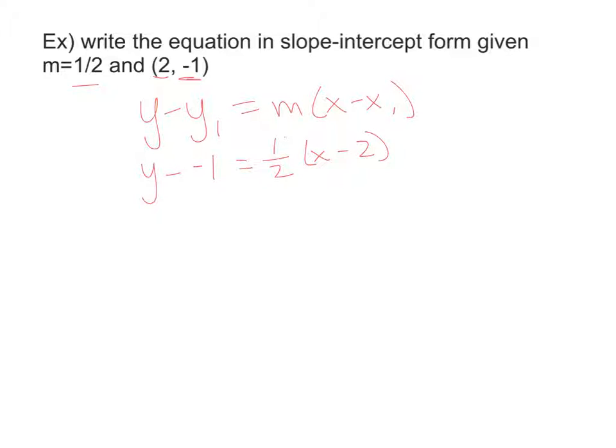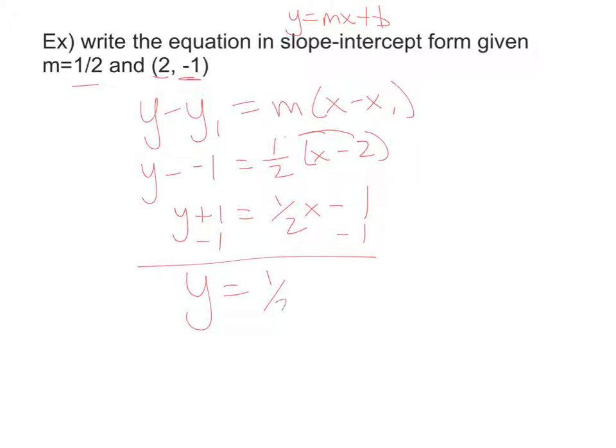Okay, from there, I want to get slope-intercept, which is y equals mx plus b. So I'm going to distribute. So y plus 1 equals 1/2 x minus 1. Then I subtract 1, and my final answer is y equals 1/2 x minus 2.